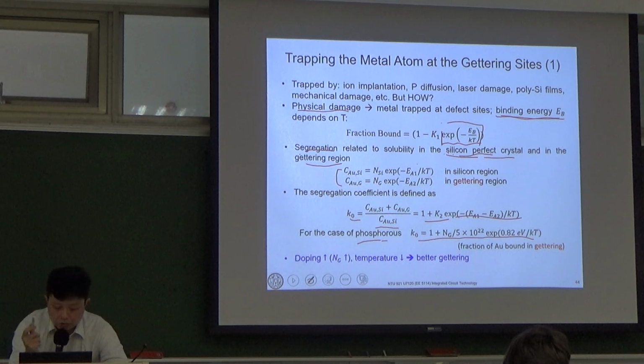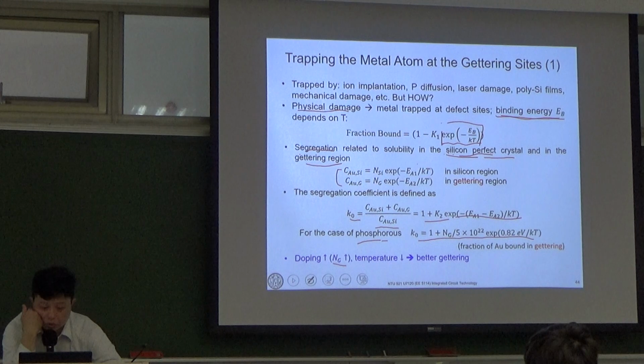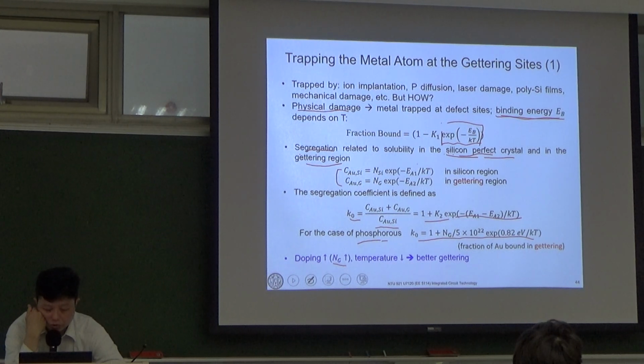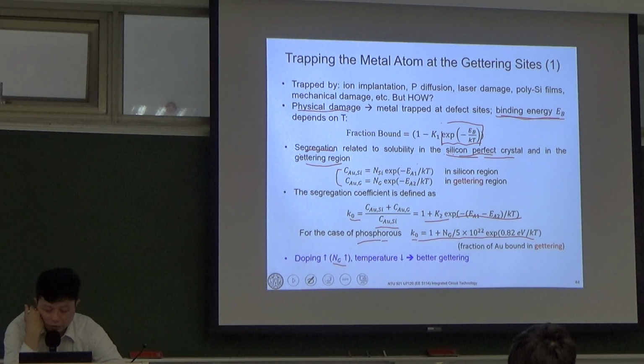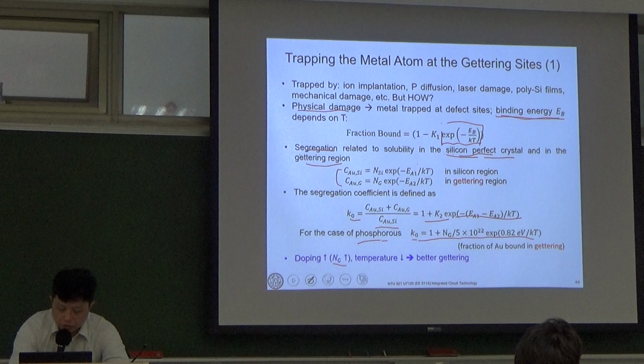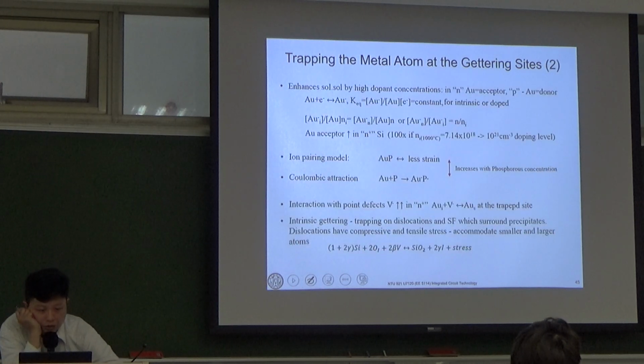Okay. So once you increase your dopant, you increase your Ng, which means you have more trapping sites or defect sites in your materials, and that will increase your segregation coefficient, which means you get a better gettering process. Or you can reduce the temperature. Here, they can also give you a better gettering.